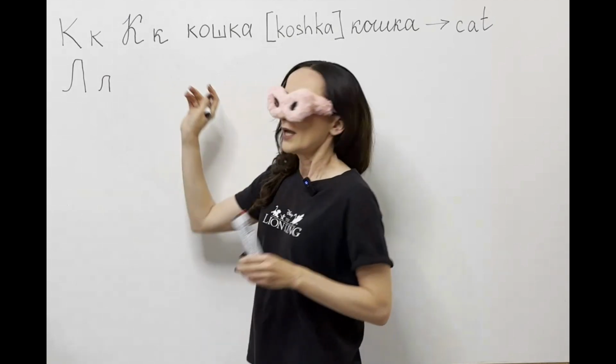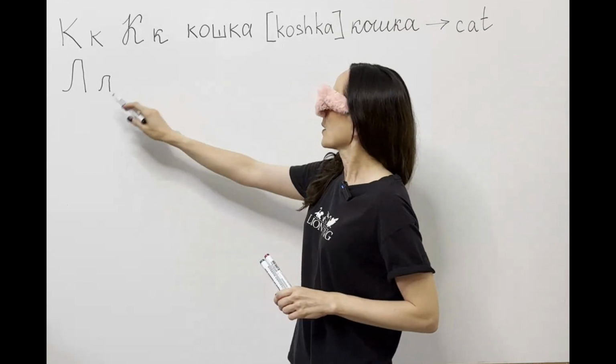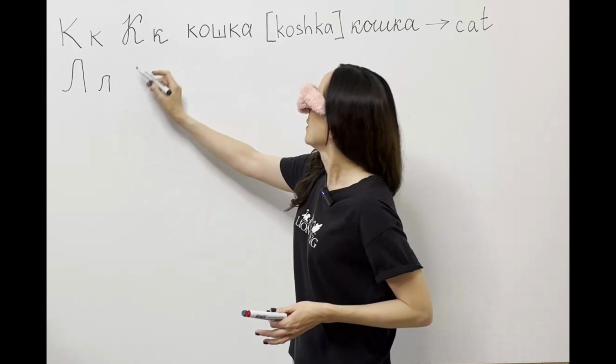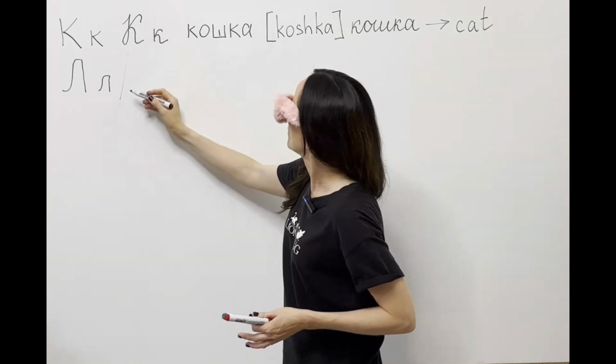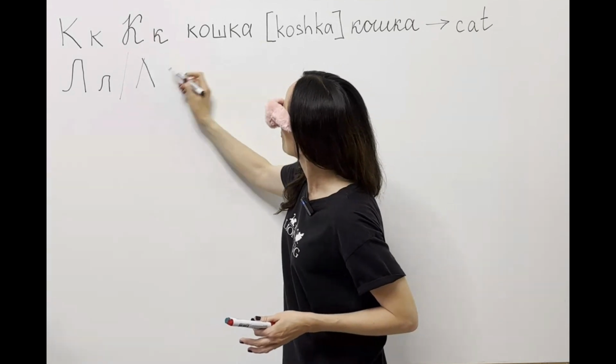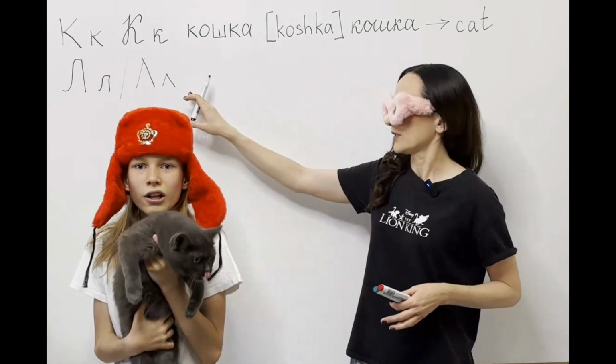L. There are two ways of writing its block form. You can pick the one you like most. I'm going to write a slash here. This one is easier to write, like this, and like this.